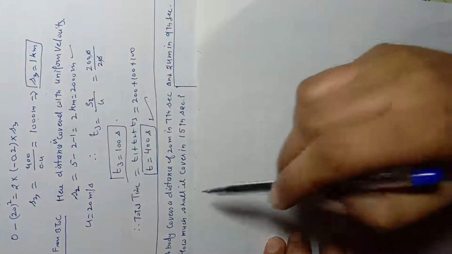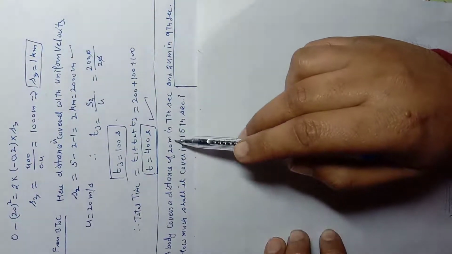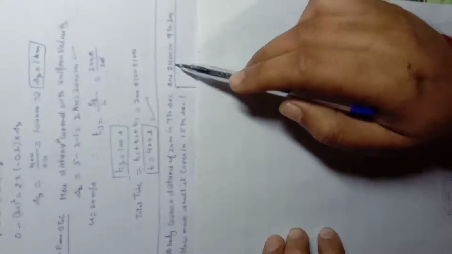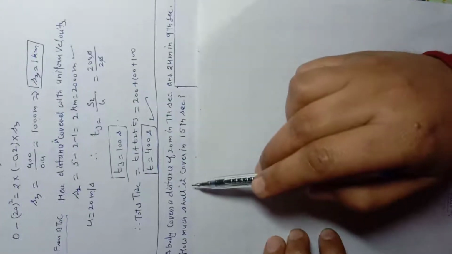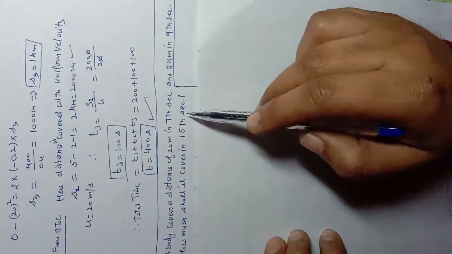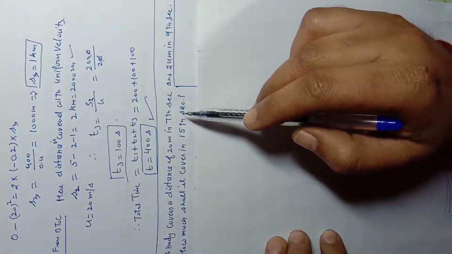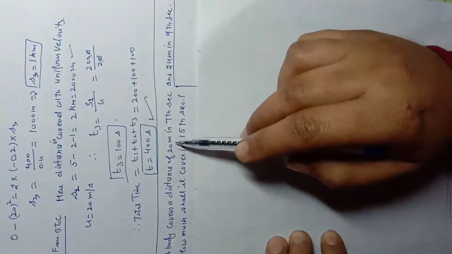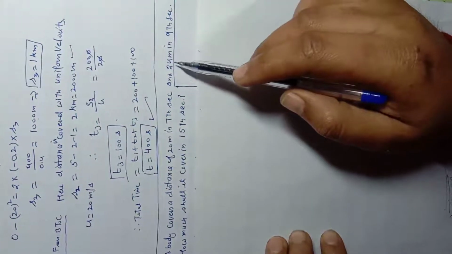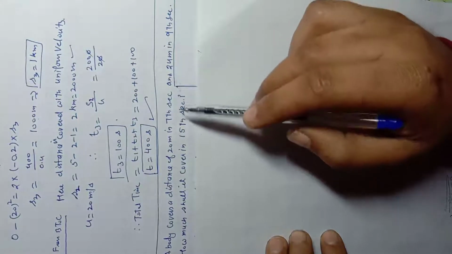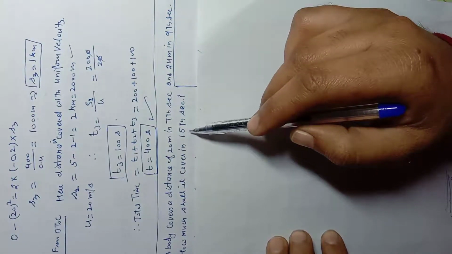Next question. A body covers a distance of 20 meter in the 7th second and 24 meter in the 9th second. How much shall it cover in the 15th second? So in the 7th second, the body is covering a distance of 20 meter, and in the 9th second, it is covering a distance of 24 meter. We have to find how much distance it will cover in the 15th second.